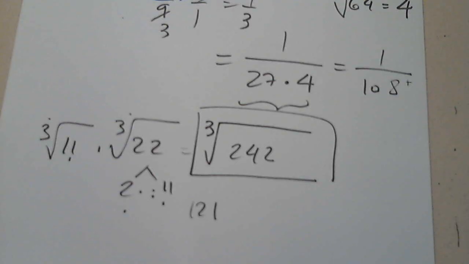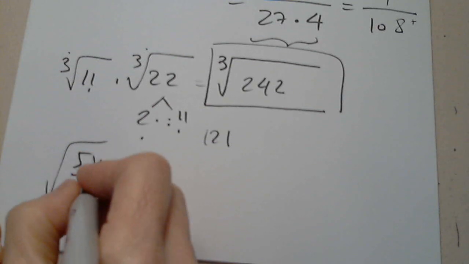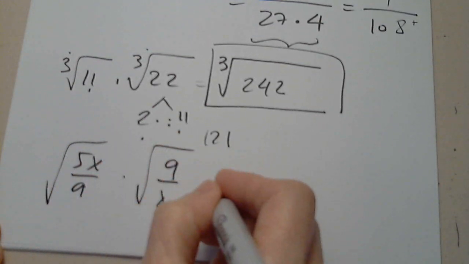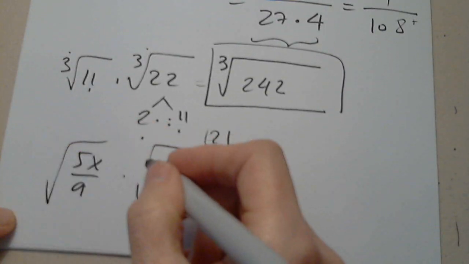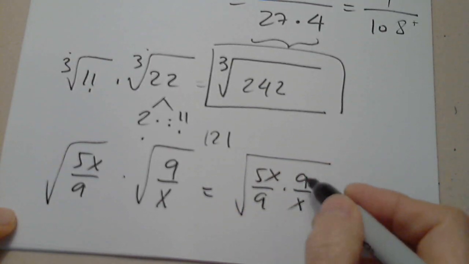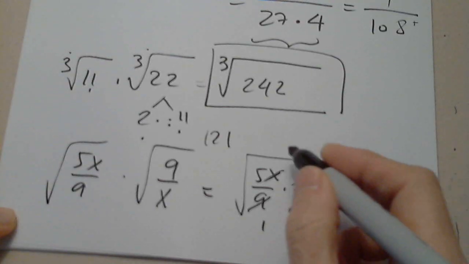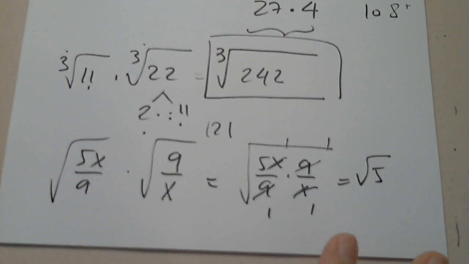17. The same thing here. We are using the same property. So 5x divided by 9 times the square root of 9 over x. We are using the same umbrella. Why? Because they have the same index. So I will write 5x over 9 times 9 over x. I will refuse to multiply. I will always refuse to multiply if I can simplify first. And this is it. It's just a blink. Any questions so far?